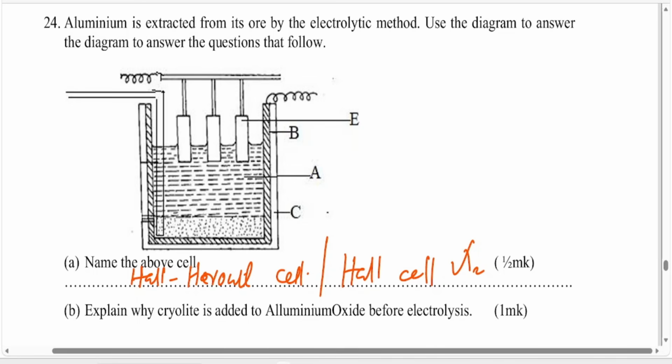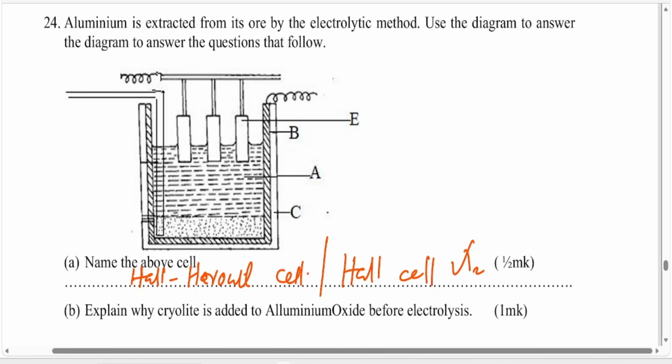The cell that is used during the extraction of aluminum metal. You need to understand this particular cell. This cell is made of several parts. It has the anode and the cathode, and in this case, we have carbon and carbon being used as both anode and cathode.